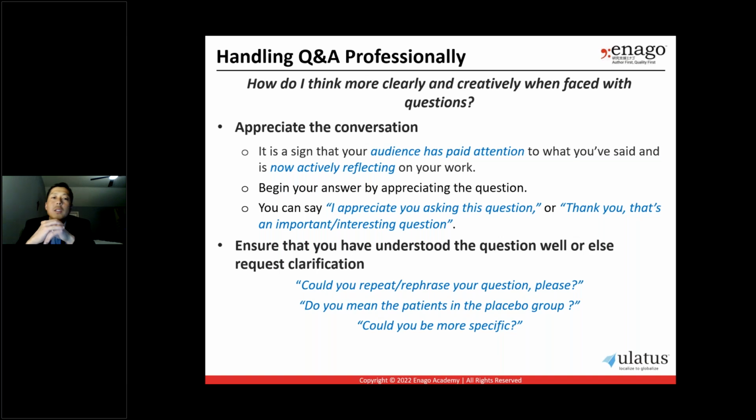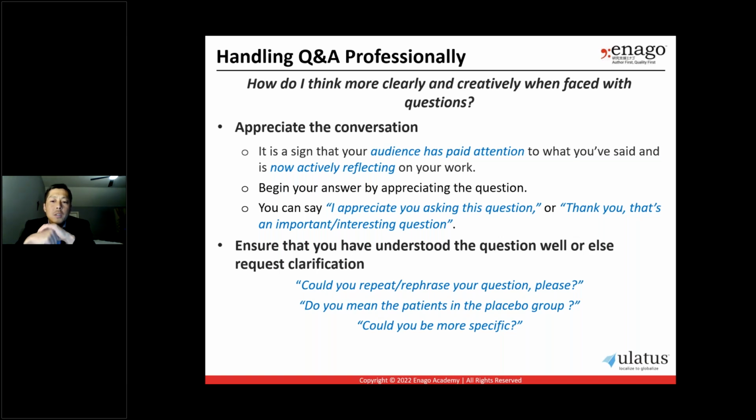All right, so the last part of the talk is always the Q&A. So the question is, how do I think more clearly and creatively when faced with questions? I'd say the first thing is appreciate the conversation. If people have questions, that means they pay attention and they're thinking about what you said. So always appreciate that people have paid attention and have questions. You can say, I appreciate you asking these questions, thank you. That's a very good question.